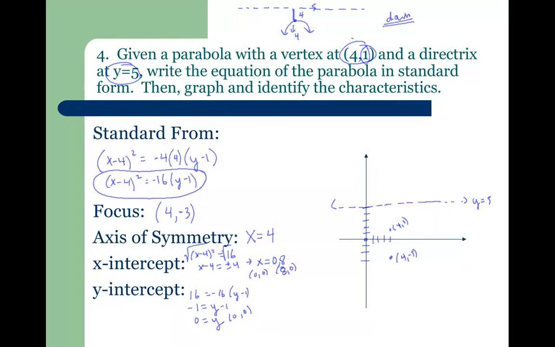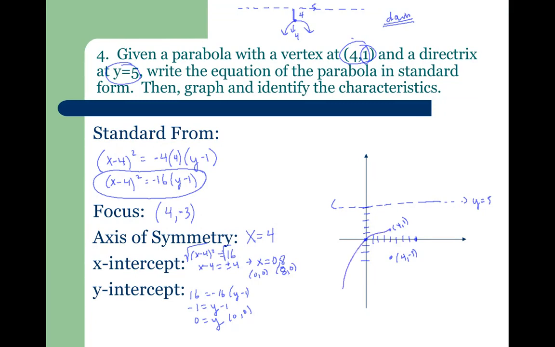(0, 0) and (8, 0). 2, 3, 4, 5, 6, 7, 8. And I could totally graph this right now. Let's say I wanted some more points. The distance from here to here is 8. I could go 8 to the left and 8 to the right if I really wanted. I'm not going to right now.